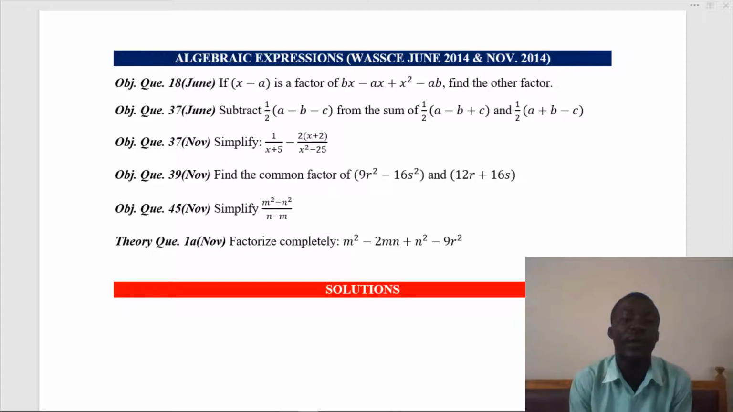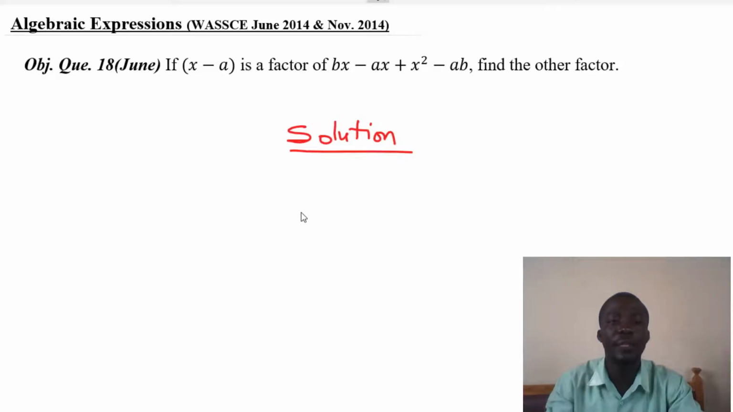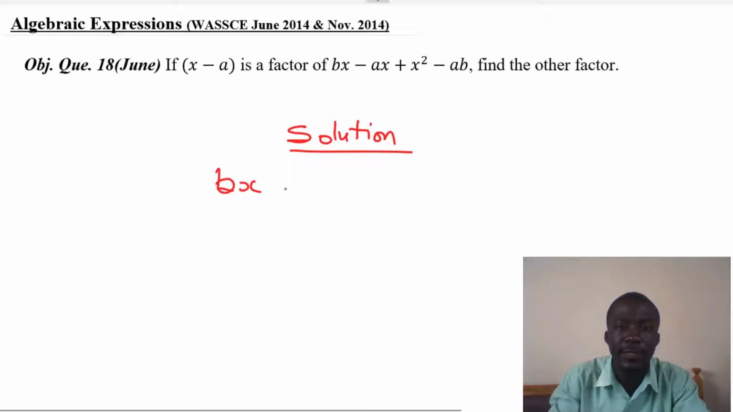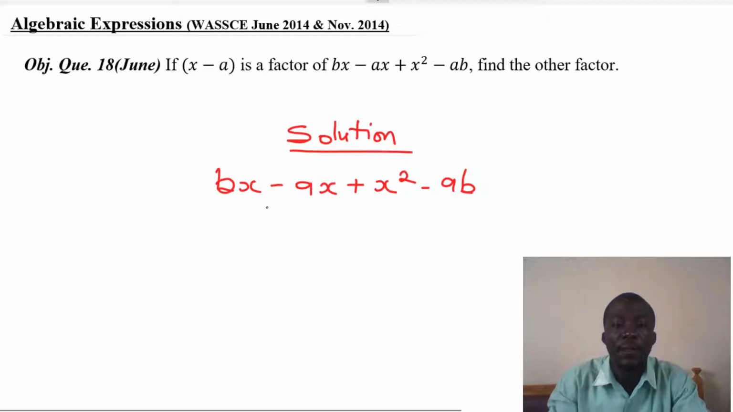Now let's dive into our solutions. Objective question 18 June says that there is a factor which is x minus a, so we should find the other factor from the expression bx minus ax plus x squared minus ab. This is an algebraic expression of 4 terms. So here we are going to group them in pairs and continue with our factorization.